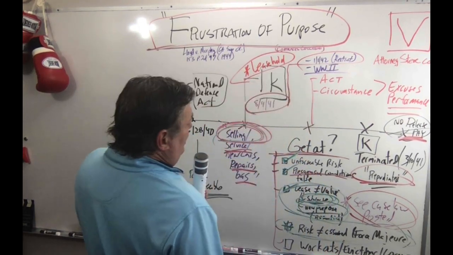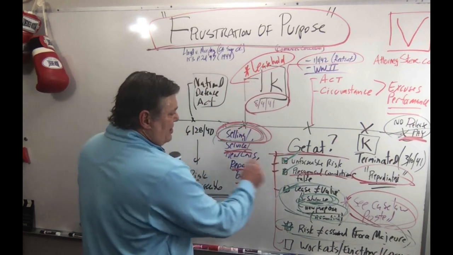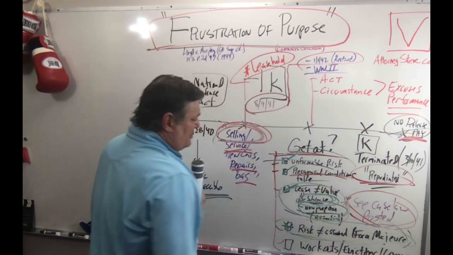Finally, let's see. So the court did not release the tenant. The court said, nah, you could have foreseen this. You assumed the risk, and so forth and so on.